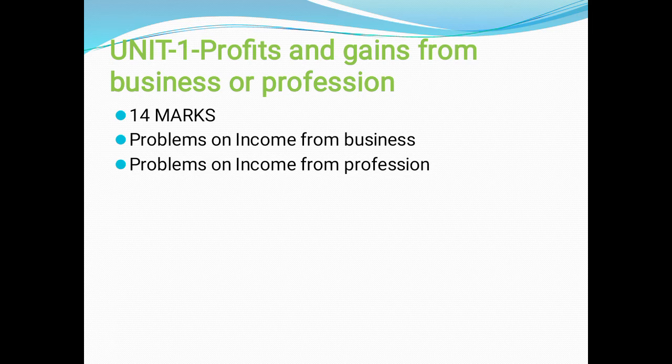If you are very good at calculating income from business and income from profession, then it is easy to solve the problems which come for 6 marks and even for 2 marks, because as I said earlier, for 2 marks they mainly ask about the expenses, that is allowed expenses, disallowed expenses, expressly allowed, expressly disallowed. So these expenses you can identify when you are calculating income from business and profession. So this is about unit 1, that is profits and gains from business or profession.